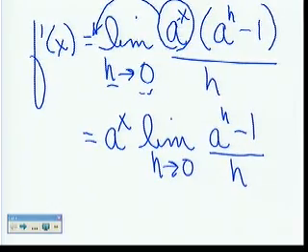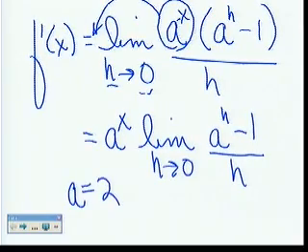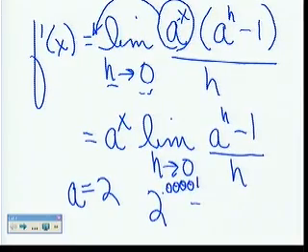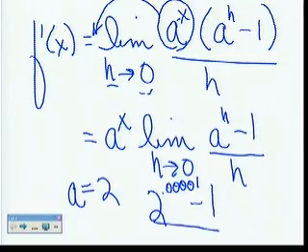So if a is the number 2, then we'll get a certain value out of this as h approaches 0. If a were equal to 2, somebody on your calculator put a 2 in here. Put 2 to the some value that approaches 0, subtract 1 from that, and then divide it by that same h value.